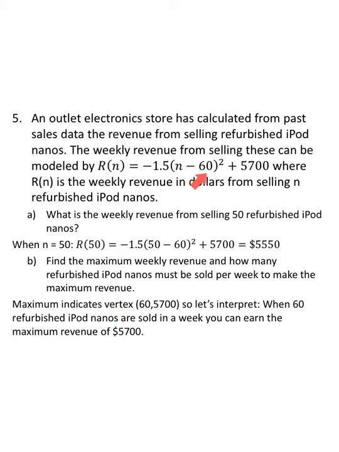What are we subtracting from the variable? We're subtracting 60. The number on the outside, the 5,700, is the y value of the vertex. So what does this mean? When we sell 60 iPod Nanos, refurbished of course, you'll earn a maximum weekly revenue of $5,700. So part B is just a fancy way of saying, hey, what's the vertex? And what does it mean in this situation? So if you can find the vertex maximum, make sure you use the information from what each variable means in order to put it together.